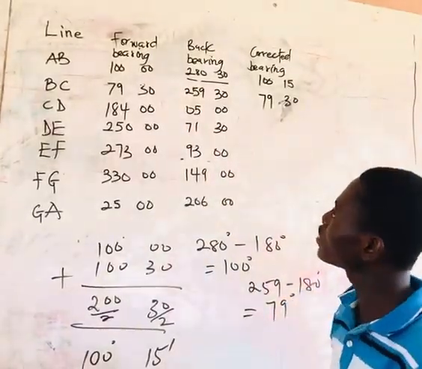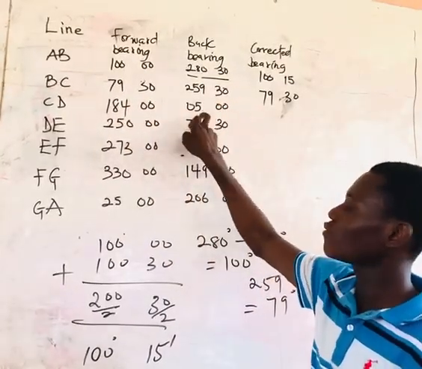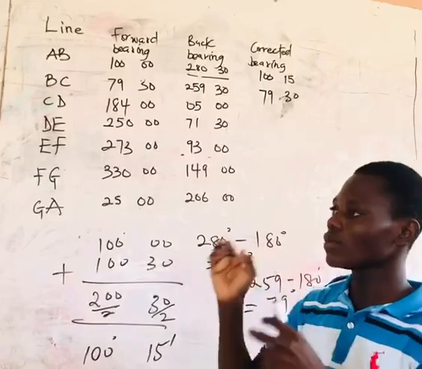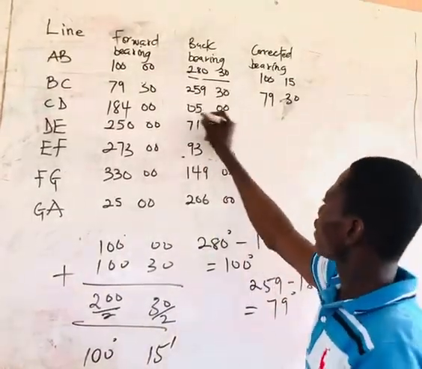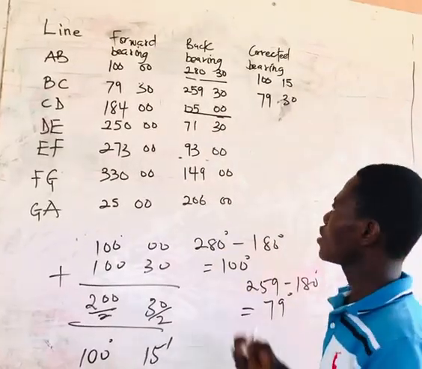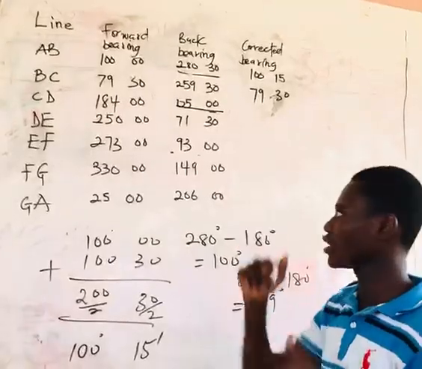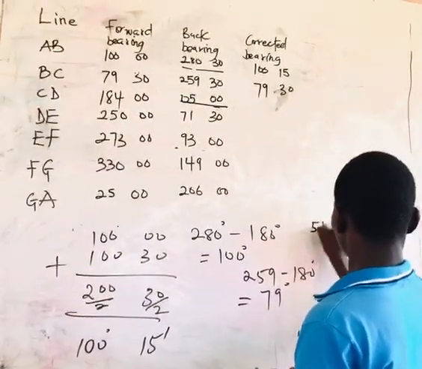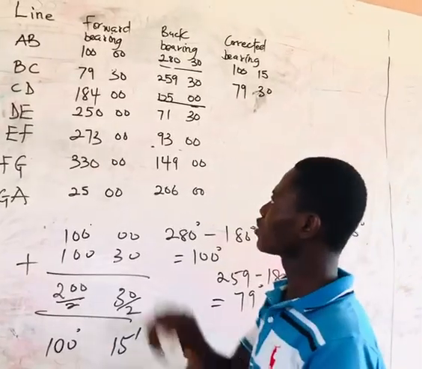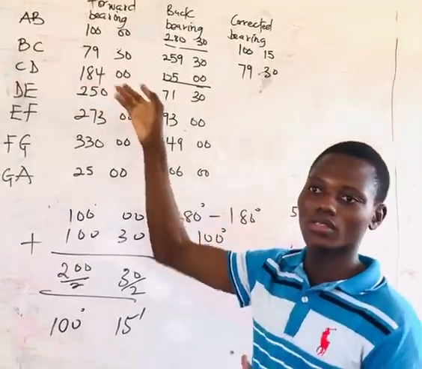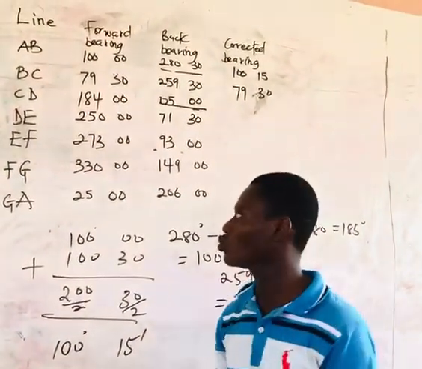For CD, the forward bearing is 184 degrees 0 minutes, the backward bearing being 5 degrees 0 minutes. The same way, we find the forward bearing from the backward bearing. The backward bearing is 5, which is less than 180, so we add 180. So 5 plus 180 is 185 degrees. So 185 degrees 0 minutes and 184 degrees 0 minutes are not the same, so you have to find the average. You add the two and divide by 2.